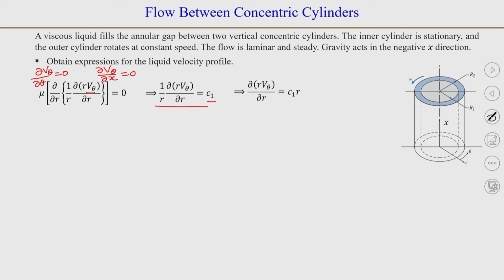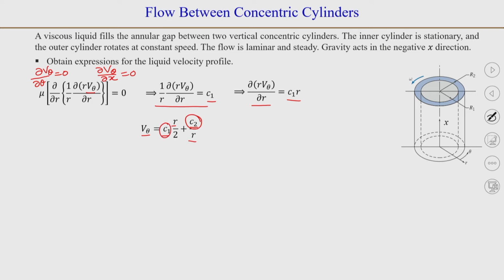Now, when you simplify it, you will get dou by dou r of r v theta is equal to C 1 r. You can integrate it further. So, you will get r v theta is equal to C 1 r squared by 2 plus another constant of integration, which is C 2, and then you can find v theta. So, that will be C 1 r by 2 plus C 2 by r. So, that is the velocity profile in the annular space between the two cylinders, and you can see that this is a function of r. There are two constants, C 1 and C 2, which we need to find.